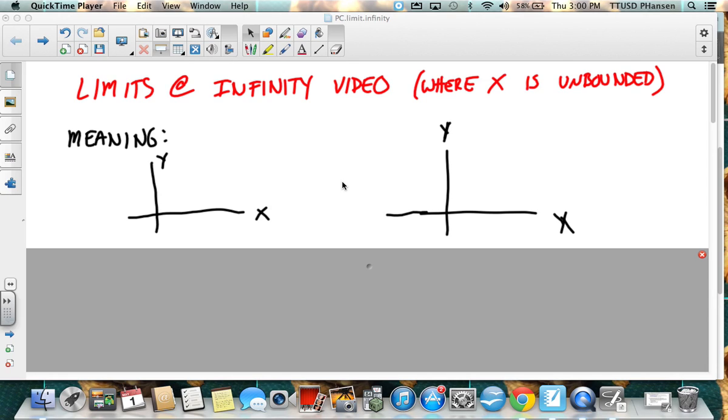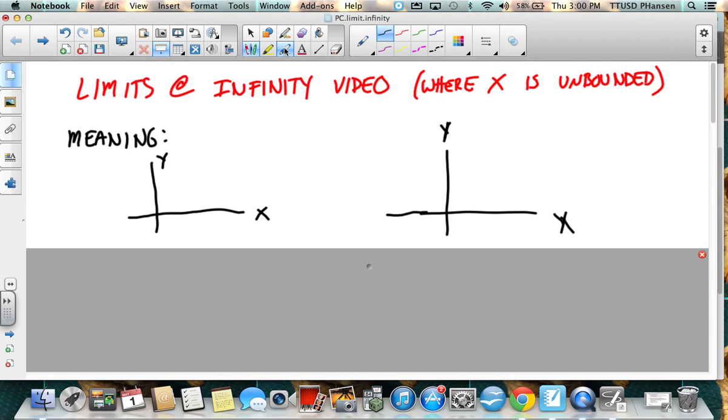Alright, here's a video for the last part of limits. It's limits at infinity, where x is unbounded. So the meaning of that is x is unbounded. It means as x increases without bound, what happens to y?